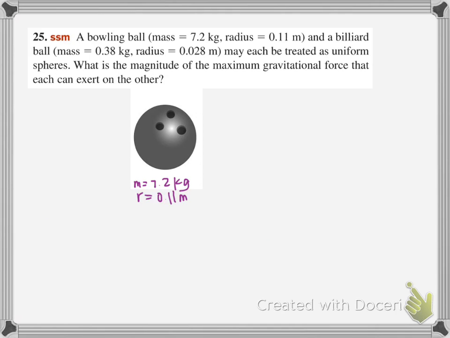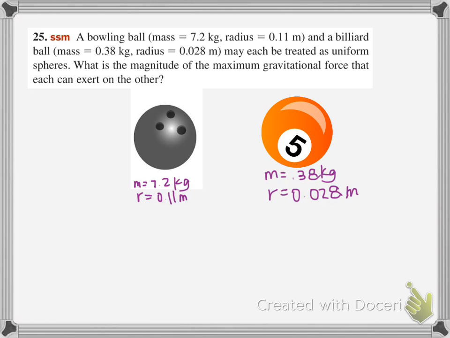Let's look at one last problem. A bowling ball and a billiard ball may each be treated as uniform spheres. What is the magnitude of the maximum gravitational force that each can exert on the other? Now, the bowling ball and this billiard ball are both spheres, so we know that we can use the equations that have been previously taught. Now, we can write out all our variables for both of the balls.